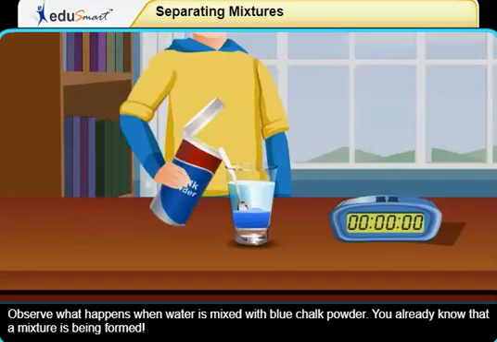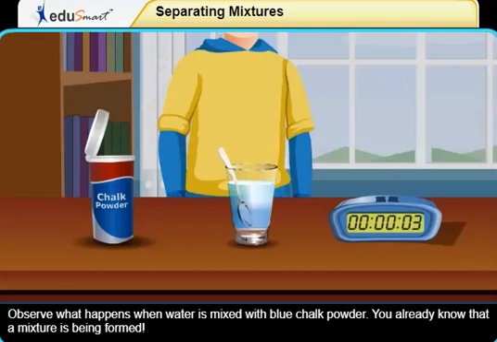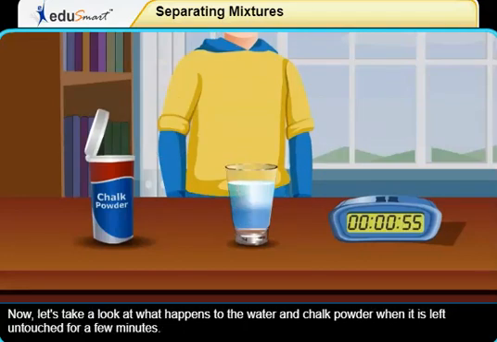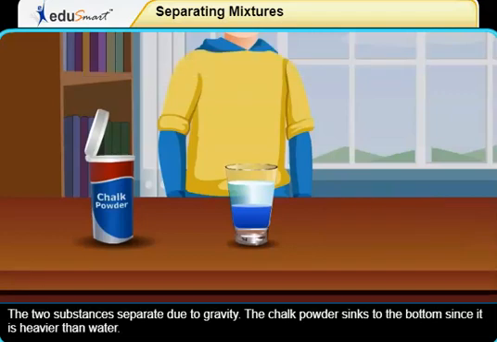Observe what happens when water is mixed with blue chalk powder. You already know that a mixture is being formed. Now, let's take a look at what happens to the water and chalk powder when it is left untouched for a few minutes. Why does the chalk settle at the bottom? The two substances separate due to gravity. The chalk powder sinks to the bottom since it is heavier than water.